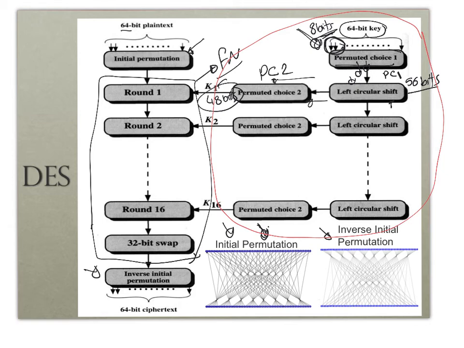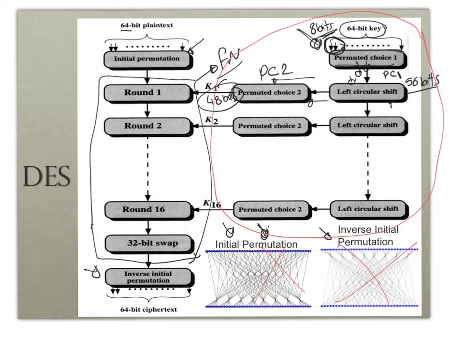Again, what you need to know here is the structure. You don't need to memorize, of course, all these permutations in any way. What you need to know is that you have an envelope of initial permutation and the inverse initial permutation. In the middle, you have the Feistel structure, and the subkey generation algorithm is permutation, circular shift, and permutation two. That's all you need to know in terms of the structure of this algorithm.